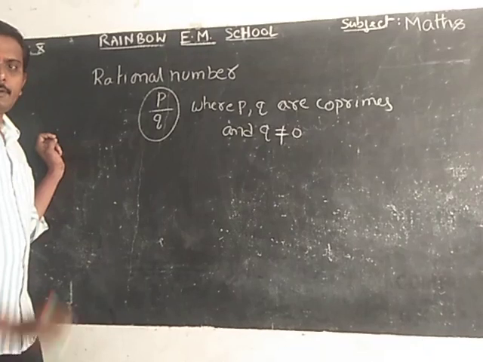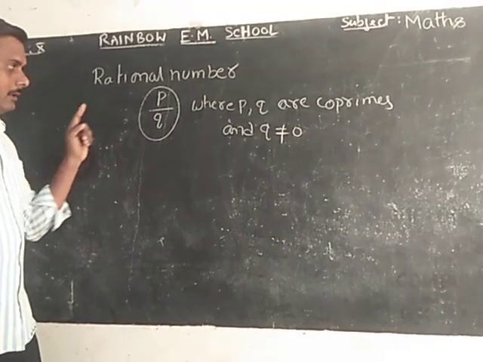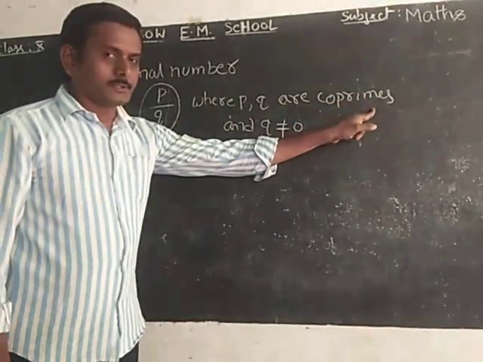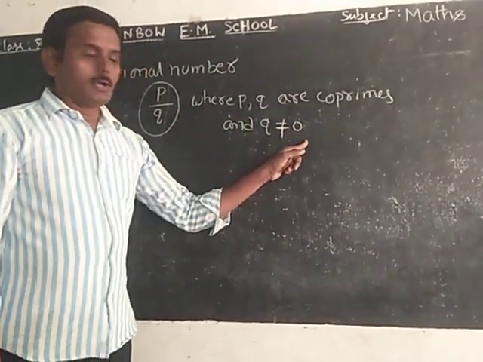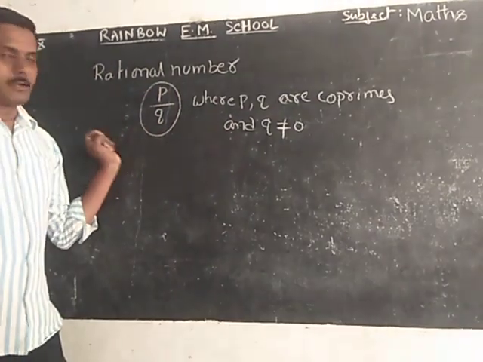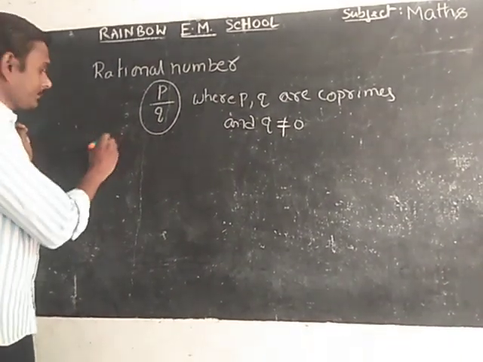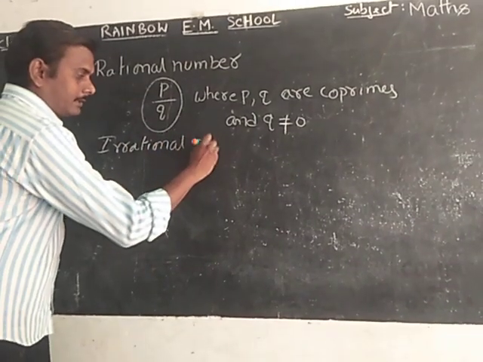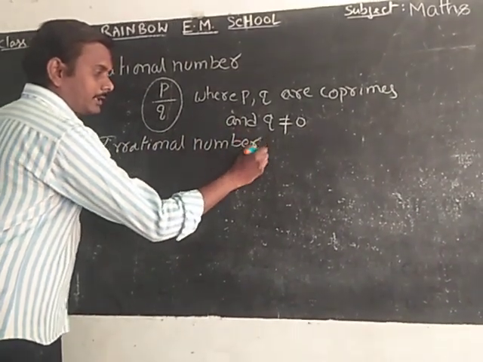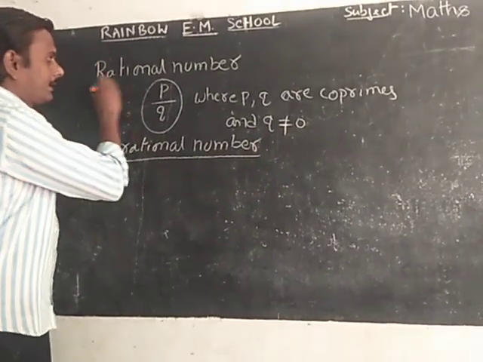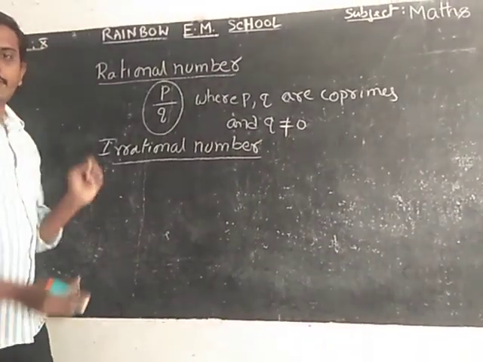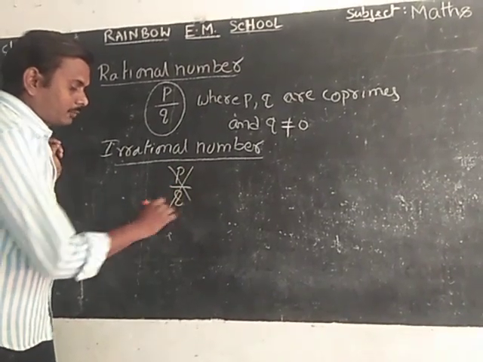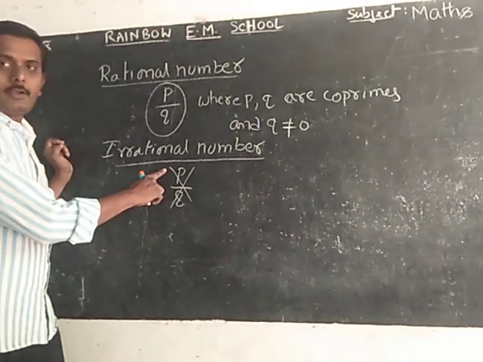What is the rational number? A number which is in the form of p by q, where p, q are co-primes and q is not equal to 0, is called the rational number. Next, irrational number. What is irrational number? A number which is not able to be written in p by q form is called the irrational number.